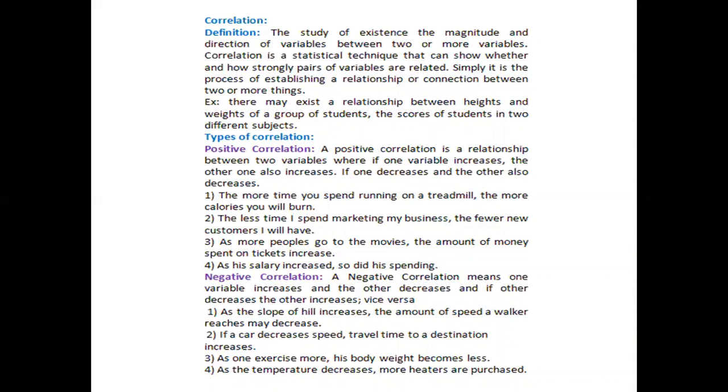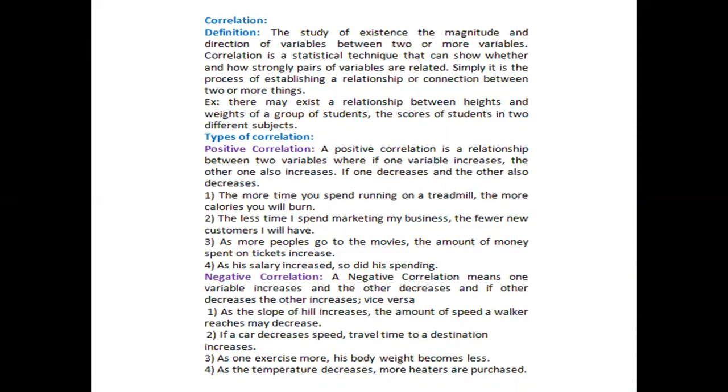Second, the less time I spend marketing my business, the fewer new customers I will have. Third, as more people go to the movies, the amount of money spent on tickets increases. Fourth, as his salary increased, so did his spending. So these are examples from day-to-day life for positive correlation.